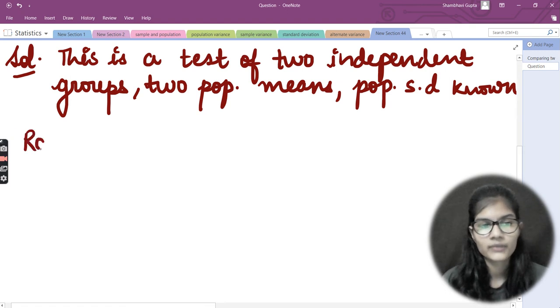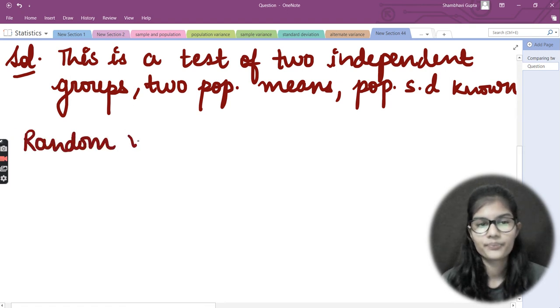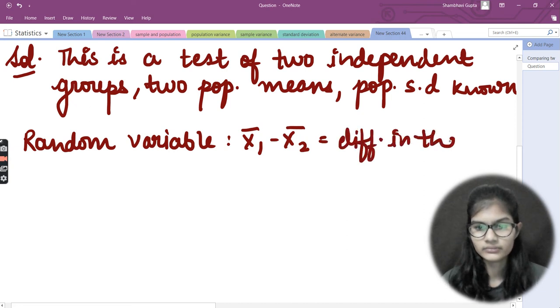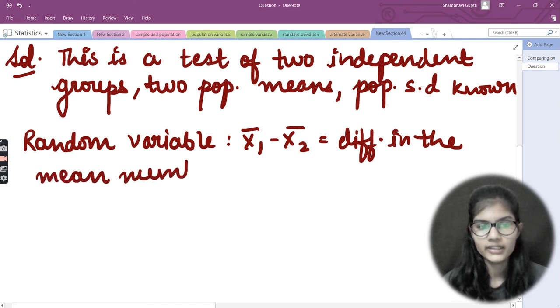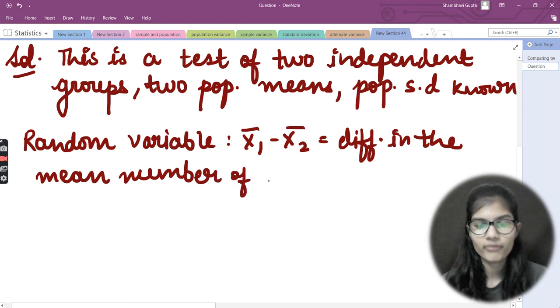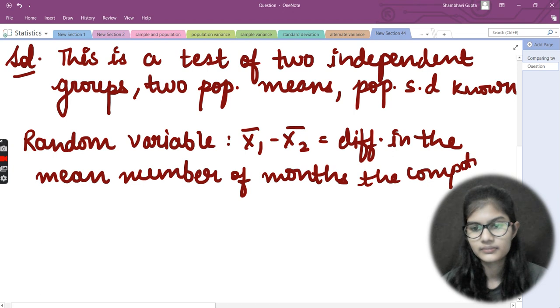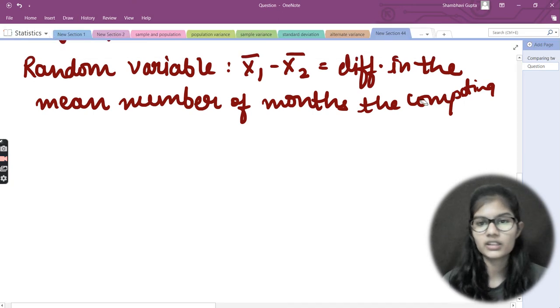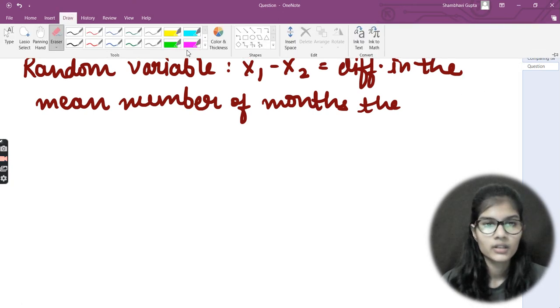What about the random variable? The random variable is x1 bar minus x2 bar, equal to the difference in the mean number of months the floor waxes last. Let me remove this part, because we are not able to understand what I have written here, even I am not able.